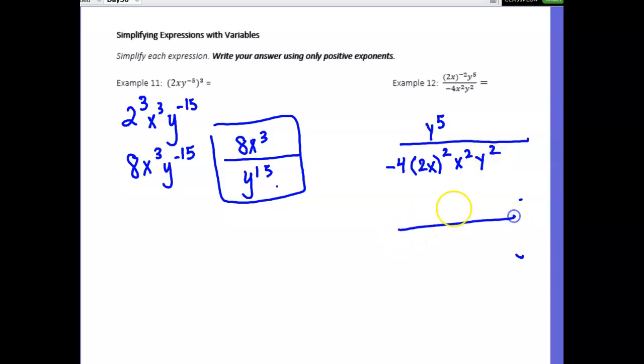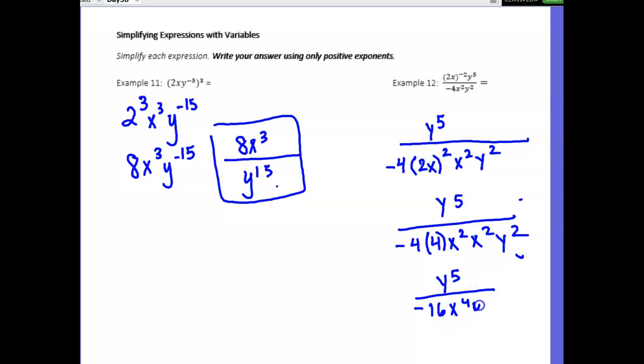Okay, my y to the 5th is up top. Negative 4 is going to be times 4, x squared, y squared. Okay, my y to the 5th stays up there. We've got negative 4 times 4 is negative 16. X squared times x squared is x to the 4th, and then y squared. And then our final step, we're going to divide y to the 5th by y to the 2nd, and we're going to get y to the 3rd, and that's going to be over negative 16x to the 4th. And that's our final answer.